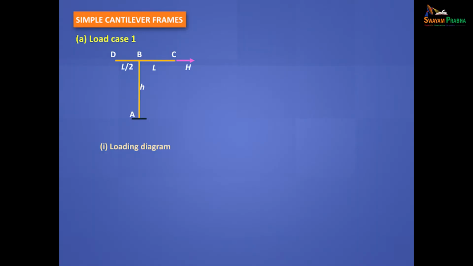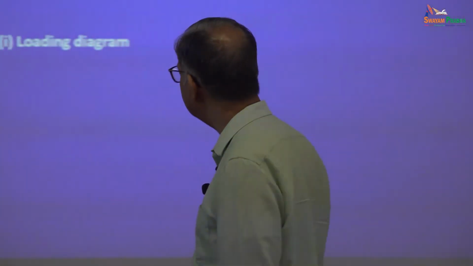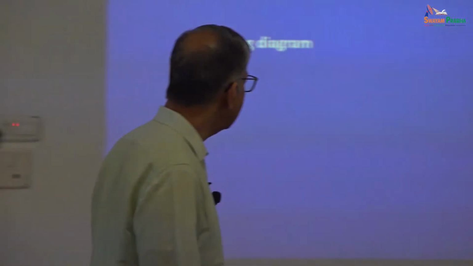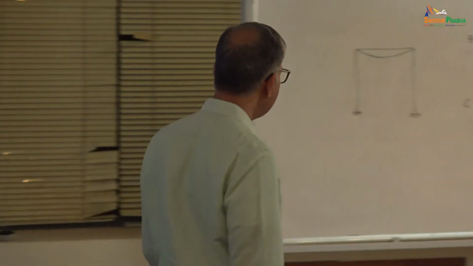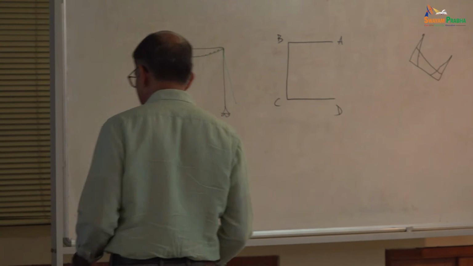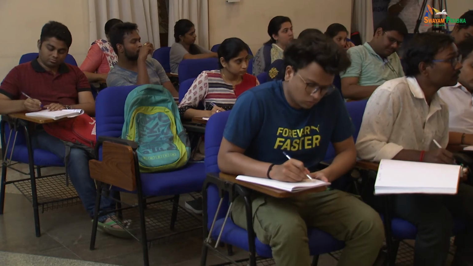Let's go to simple cantilever frames. We're just playing today with frames. Not difficult, getting the hang of it. Take a cantilever frame fixed here and free at D and C, and we are applying a load H. That's your loading diagram. Can you draw the free bodies and draw the bending moment diagram, shear force diagram, axial force diagram?